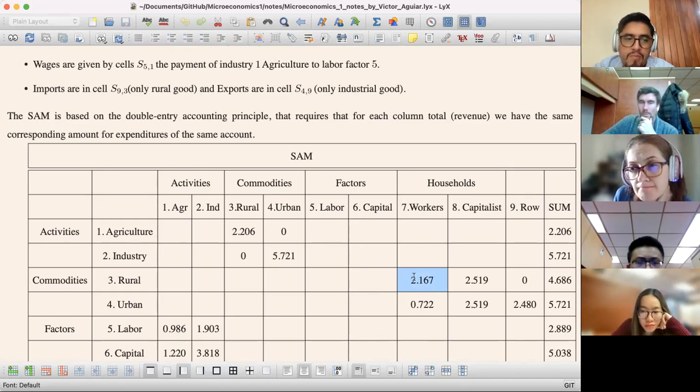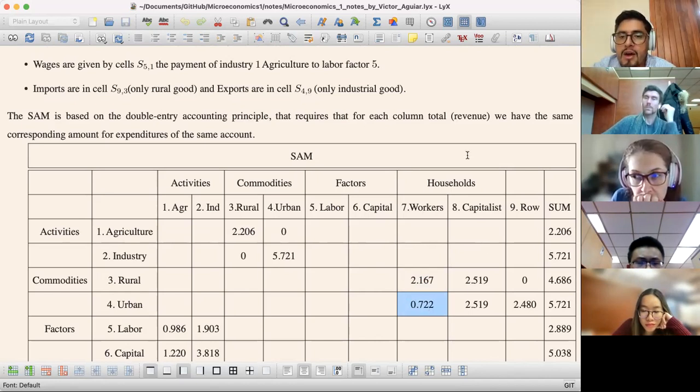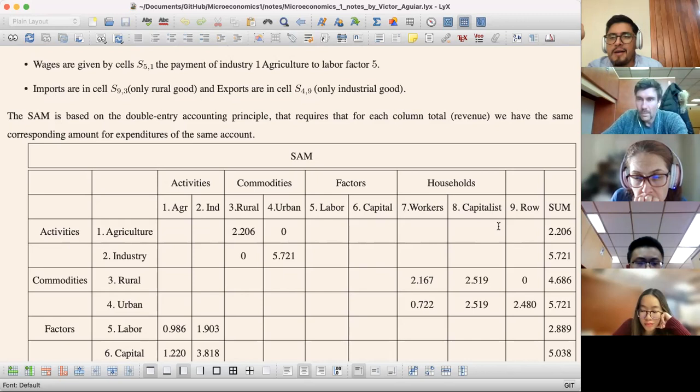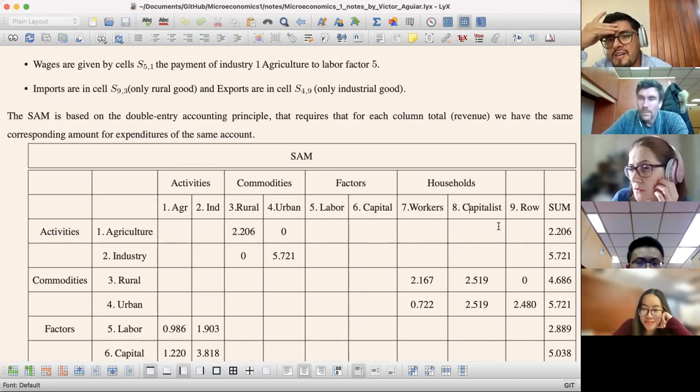Now, workers also buy commodities from the urban sector. So you can think of this as the industry that we have modeled here. And this is the amount. Now, households are separated between workers and capitalists. So this is a status with respect to whether they own firms or they work. You can break them into many ways. In particular, this SAM is very simple. It's more a classical SAM, with some tradition from Marxism, right? Separating households between workers and capitalists.